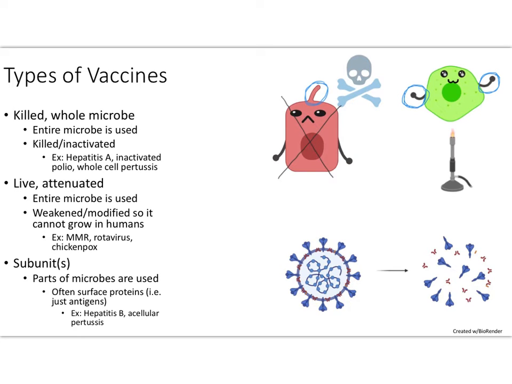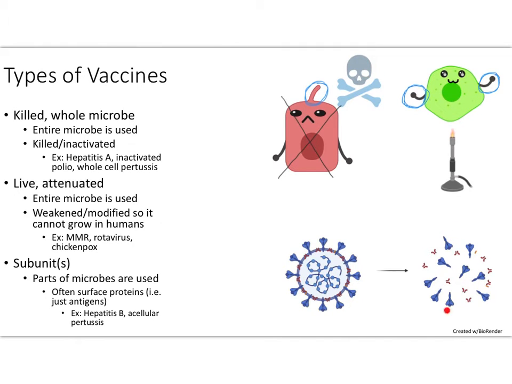Our third main type of vaccine is the subunit vaccine. With a subunit vaccine, what we are able to do is grow the microbe in a lab and then take it apart so we only need to use the antigens in the vaccine. In a subunit vaccine, we don't even have a whole microbe in there. We just have pieces of the microbe.